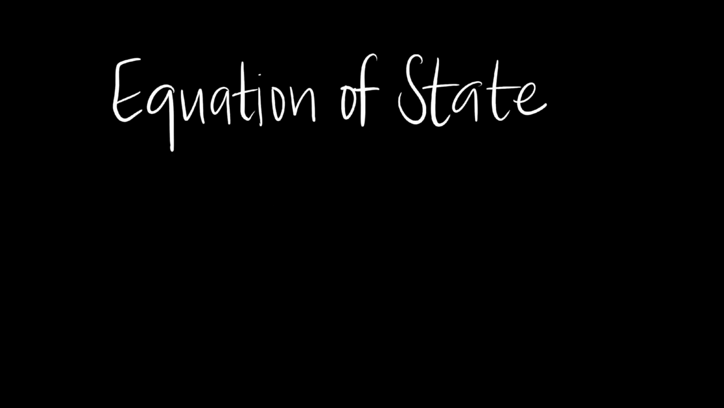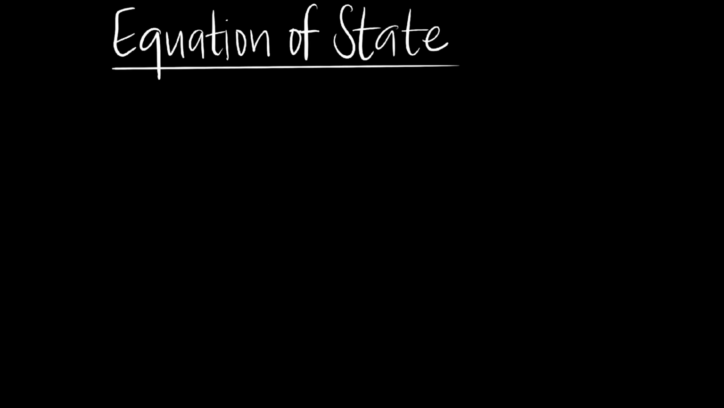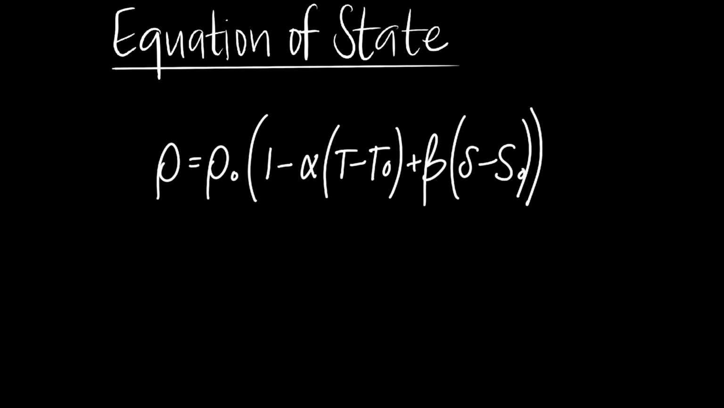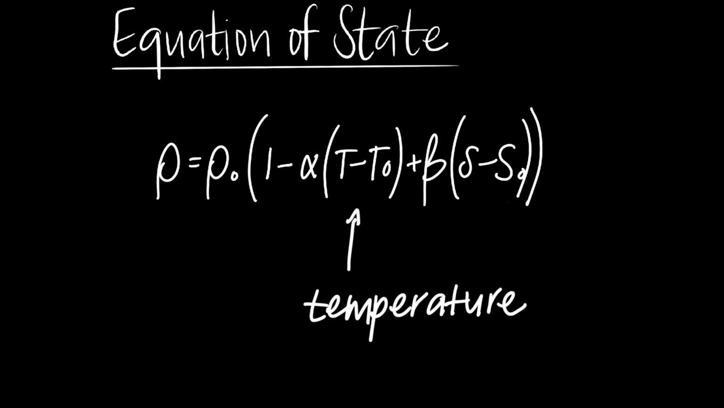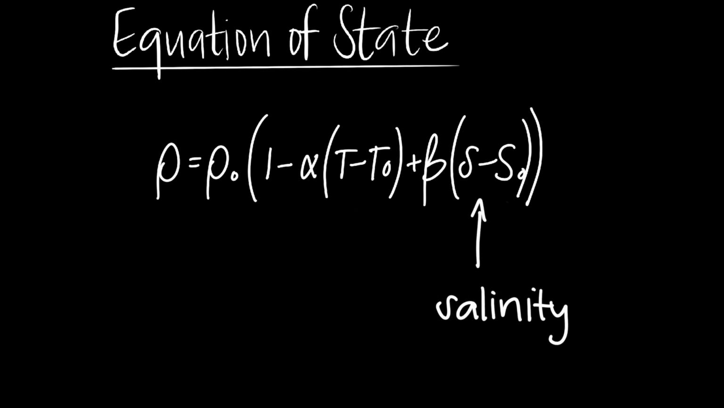In this video, we will be exploring the equation of state, which helps us understand the density structure or stratification in the ocean. We will begin by considering the linear equation of state, where ρ is the density of water, which depends on both the temperature of the water, denoted by T, and the salinity, denoted by S. Because there is no exact form of the equation of state in the ocean, we use approximations like this one to help us better understand the density structure.